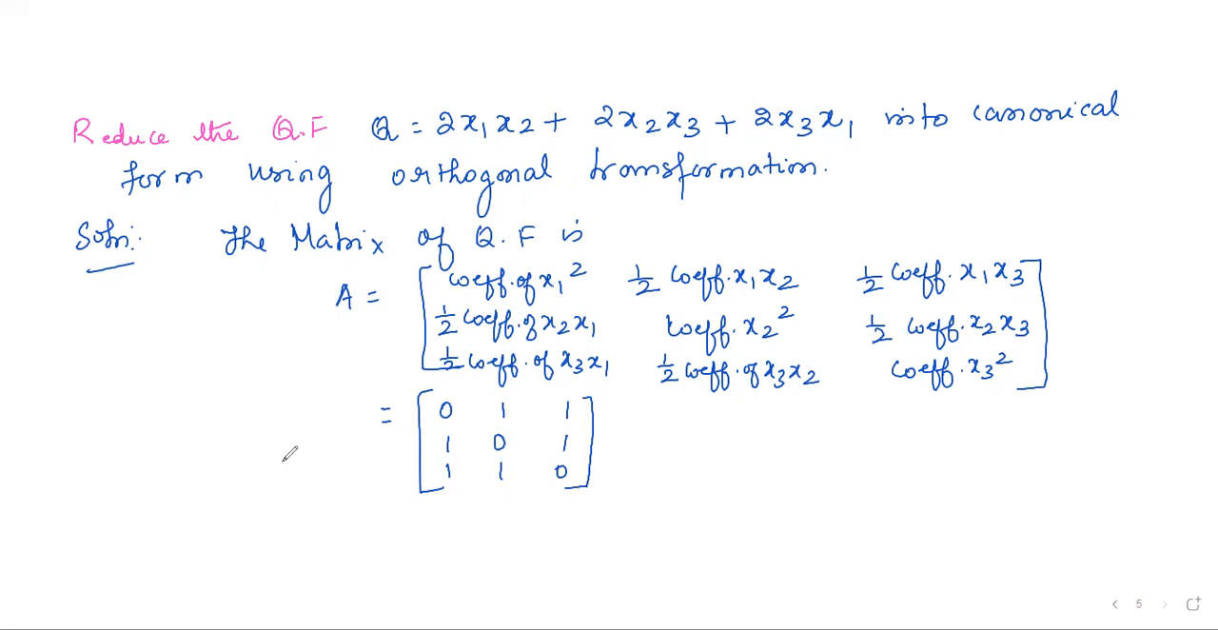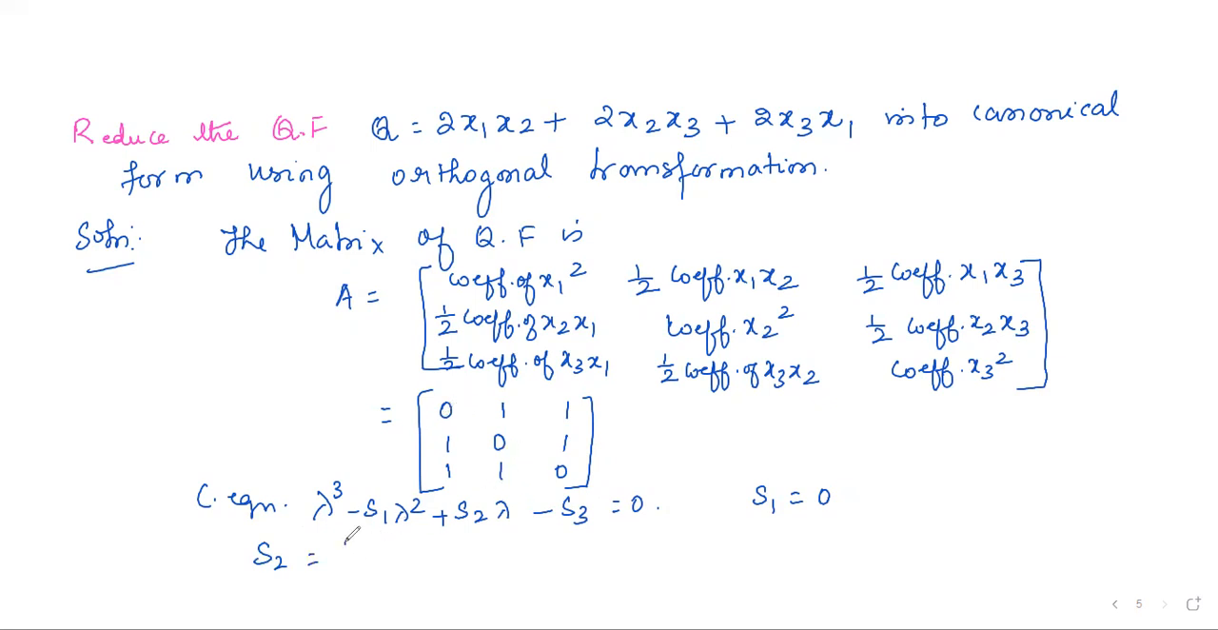So the eigenvalues, we know how to find out the eigenvalues. So write the characteristic equation. The characteristic equation is lambda cube minus s1 lambda square plus s2 lambda minus s3 is equal to 0. So we can find out what is s1. S1 is equal to the sum of the diagonal elements, which is equal to 0. S2 is equal to the sum of the minors of the diagonal elements.